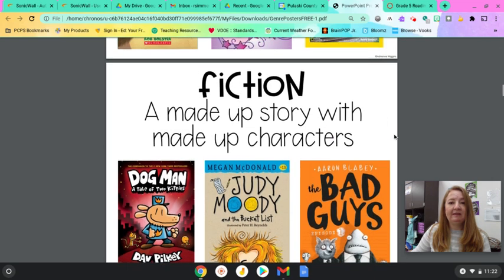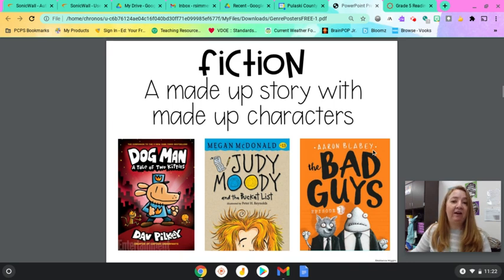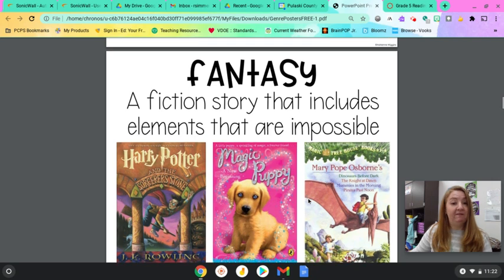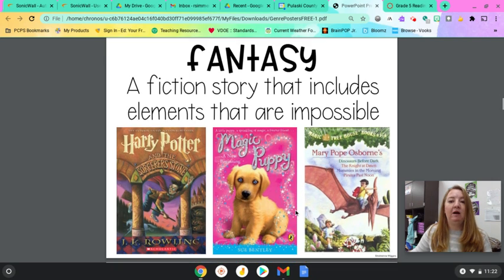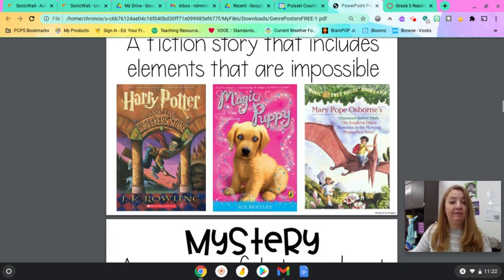The next group is fiction. It's a made up story with made up characters. You could have fantasy can go under fiction. You could have realistic fiction. You could have historical fiction, but all of it can be made up. Fantasy is a fiction story that includes elements that are impossible, things that cannot happen in real life.